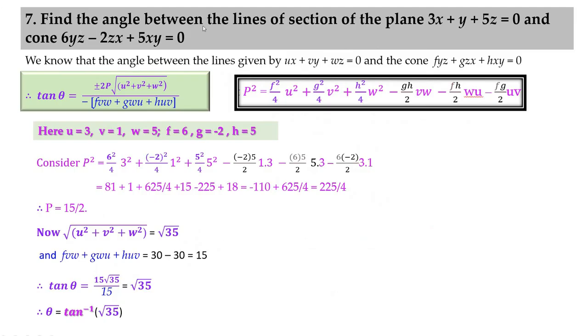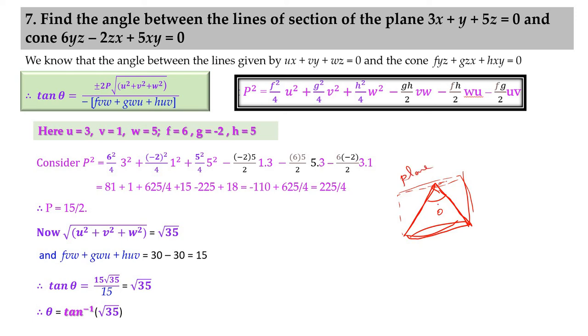Now we'll find the angle between the lines of the section of the plane with the cone. Again you have the cone being cut by a plane, so that you have the angle. These are the two lines that we have, this one and this one, common to both the plane as well as the cone.